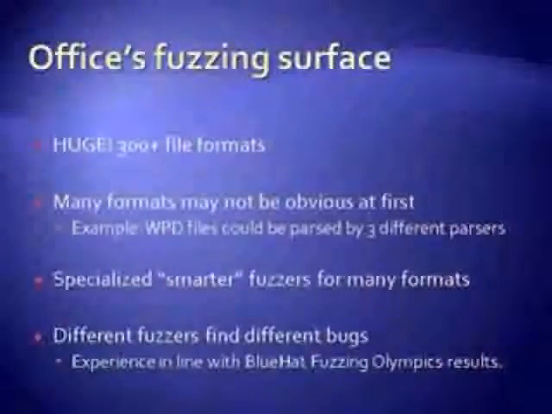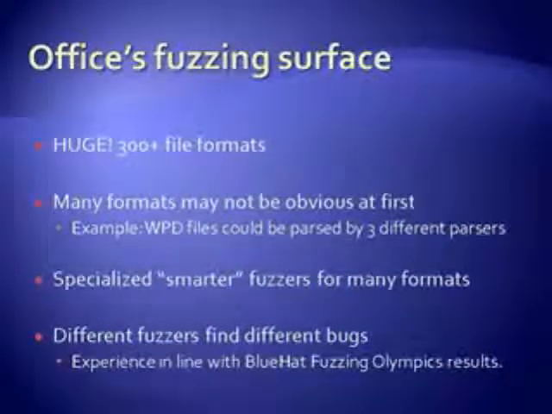So like I mentioned, we have a rather large attack surface from the file format standpoint. We have over 300 file formats. And many of these file formats are not obvious at first. For example, WPD, when you look at the file extension, you say, oh, that's a file format. It turns out that there's actually 3 file formats within that extension. In many places, we'll have smarter, specialized fuzzers that know about the file format and ways to manipulate it in a specific way that understands the spec.